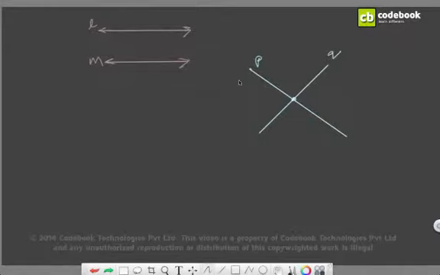Let's continue our discussion on lines and angles. So consider two lines L and M. If those two lines don't have any point in common, they are called parallel lines. Whereas if two lines, in this case P and Q, have a point in common, these are called intersecting lines. Two intersecting lines will always have only one intersection point. As you can observe here, these two lines cannot intersect at any other place.